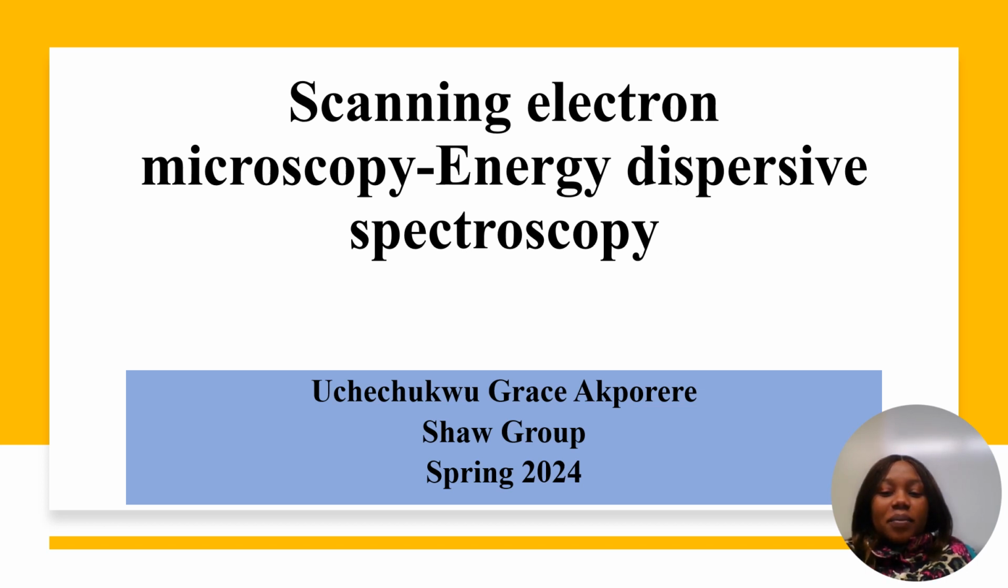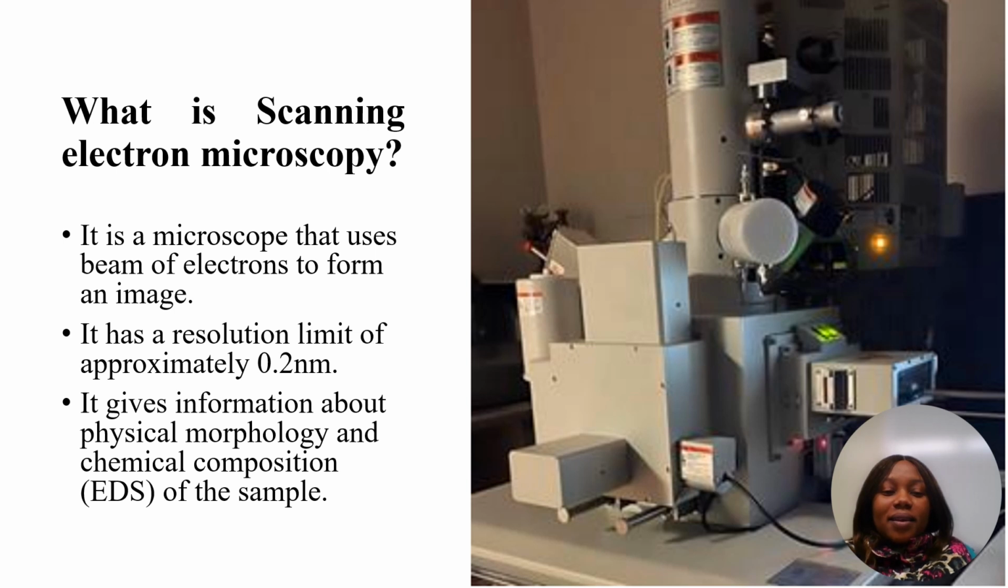Today we'll be talking about scanning electron microscope with energy dispersive spectroscopy. What is a scanning electron microscope? A scanning electron microscope, also known as SEM, is a surface microscope that uses a beam of electrons to create an image.